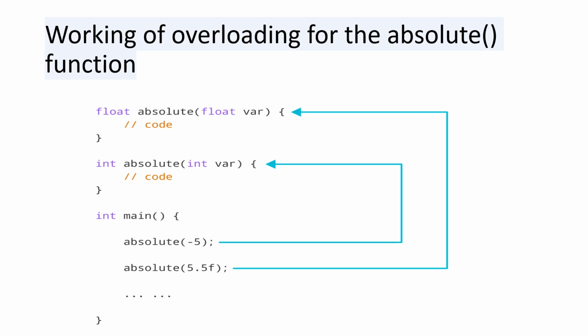So what will that be? This is the working of overloading for the absolute function. What is going on with -5? This one takes the integer, and this one takes the float. Whatever float value is given goes to the float function, and the integer value is given to the integer function.